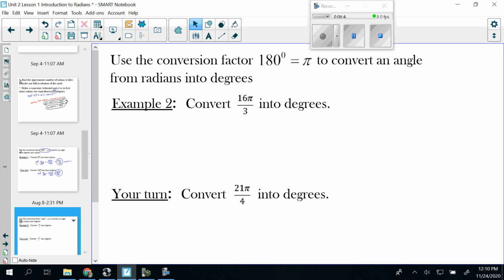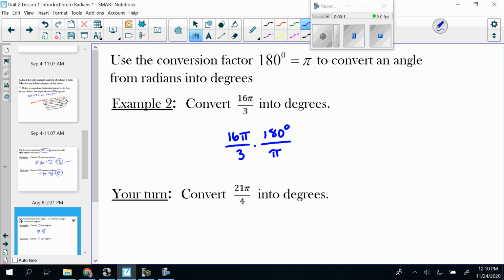All right, what if you want to go the other way? What if you want to convert from radians into degrees? Well, we're still going to use the same conversion. We're just going to do it the other way now. So we're going to start with our angle in radians. We're going to multiply by our conversion factor. This time, though, we want our answer to end up in degrees. So we want our degrees on top and our radians amount on bottom.